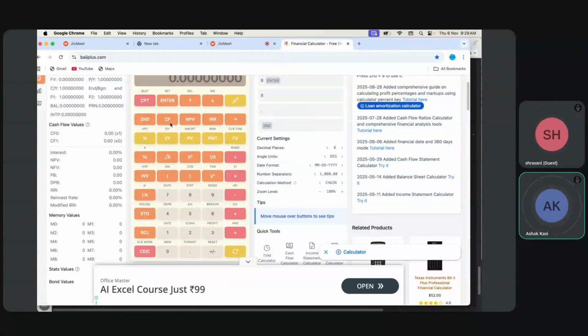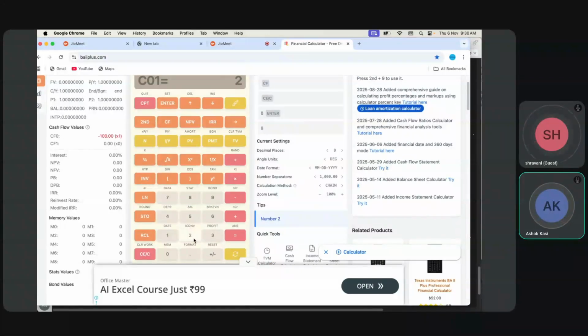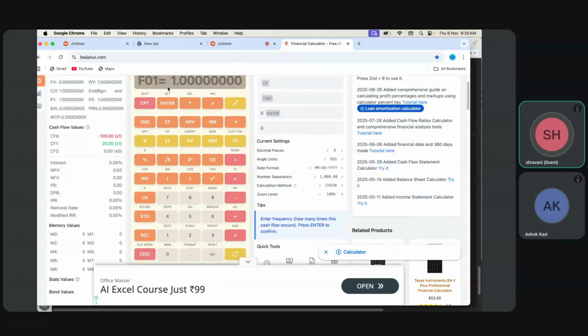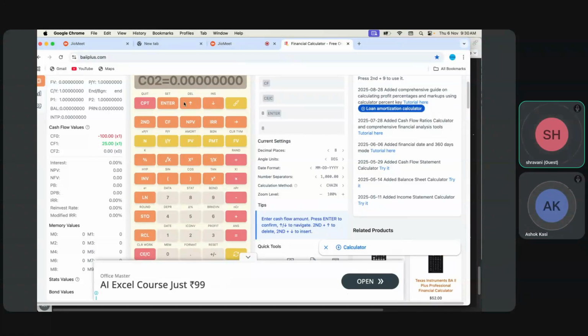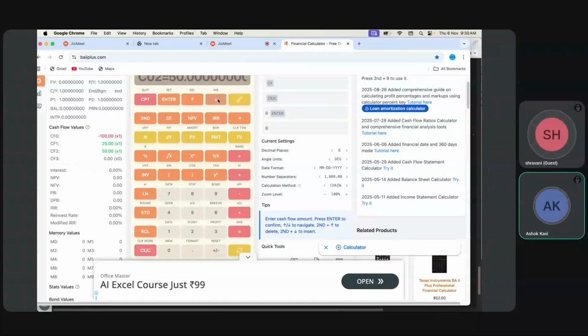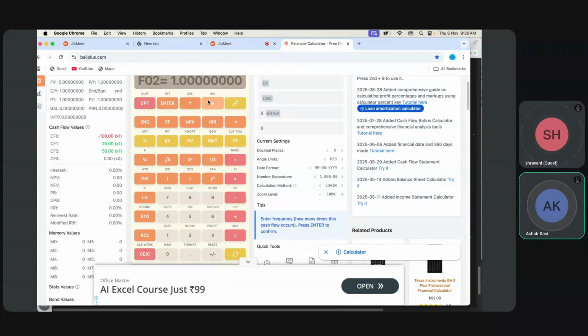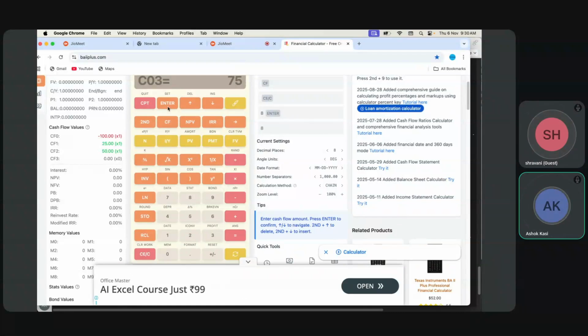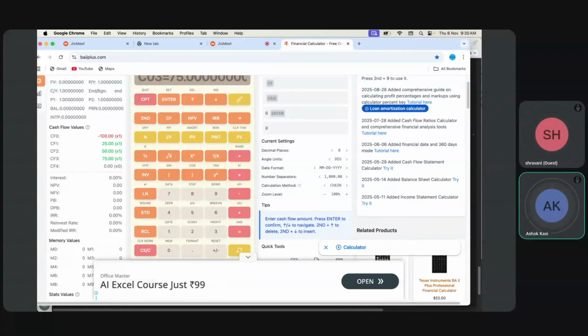Okay. Now cash flow, I'll type 100 here, minus, enter. Then first year cash flow is 25, enter, then downward arrow. Frequency I'm going to ignore. Cash flow 2 is 50, enter, then downward arrow. Frequency I'm going to ignore. Cash flow 3 is 75, enter.